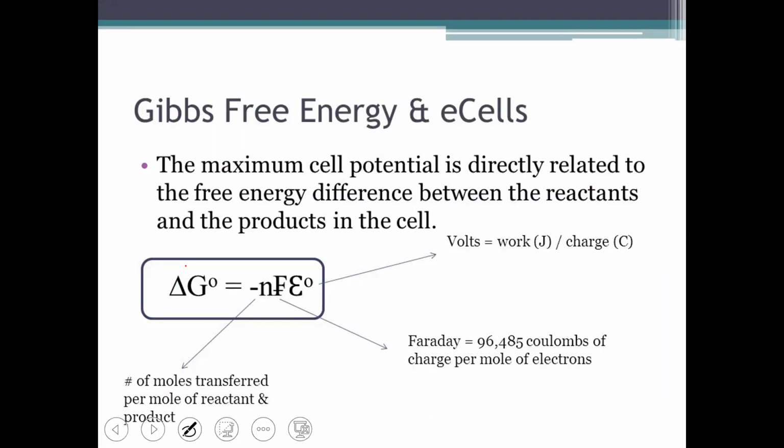Gives free energy and E cells. So how can you write the equation for the Gibbs free energy for cells? Here the maximum cell potential is directly related to the free energy. There is a difference between the reactants and the products in the cells.